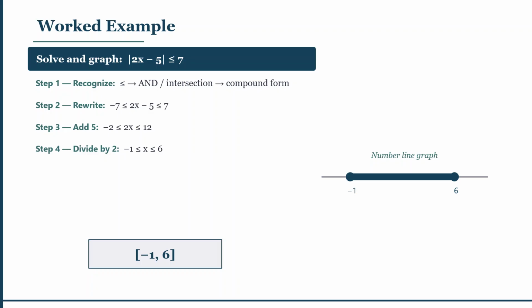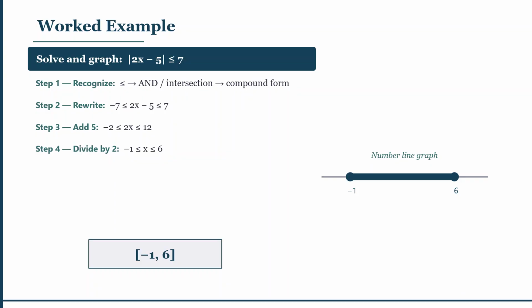Worked example. Solve and graph the absolute value of 2x minus 5 less than or equal to 7. Step 1. Recognize the structure. The inequality is less than or equal to, which is case 1, an intersection, one bounded interval. Step 2. Rewrite as a compound inequality. Negative 7 is less than or equal to 2x minus 5, which is less than or equal to 7.